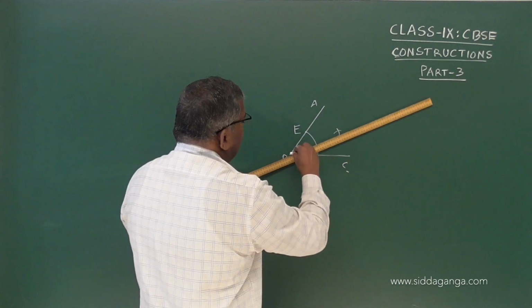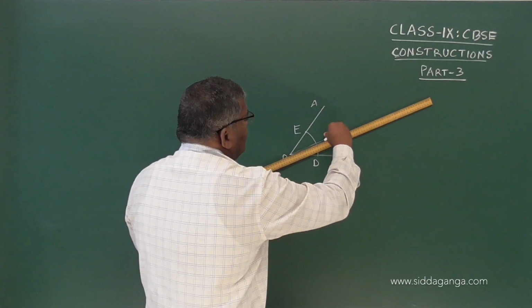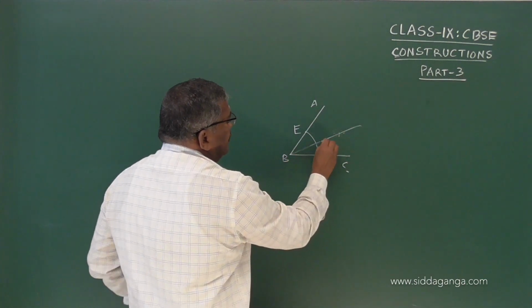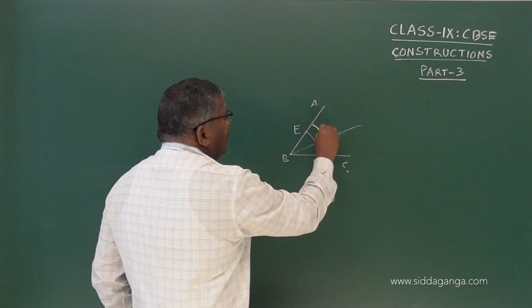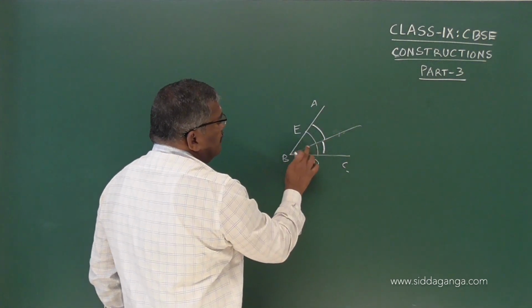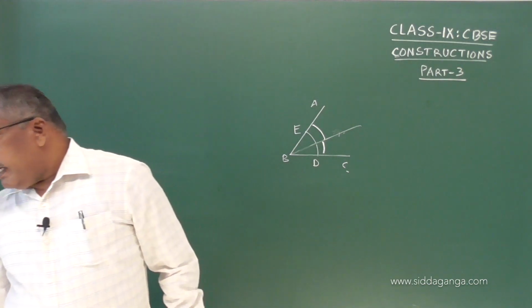We will join this. This line is the required angular bisector, and these two angles will be equal. So that is how we bisect a given angle.